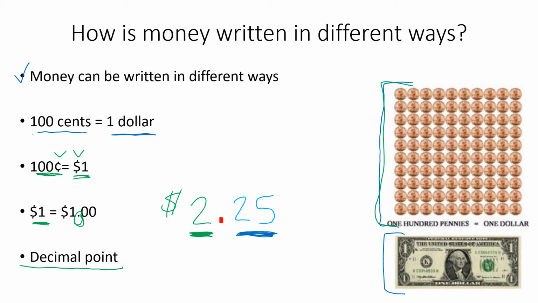How many parts of one whole dollar do you have? You have 25 of $1. So it's almost like saying you have 25 hundredths, because there's 100 cents in $1.